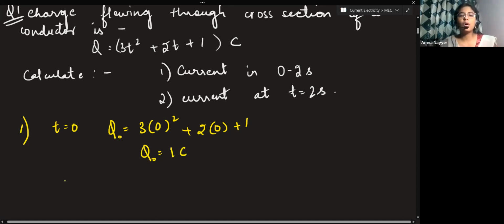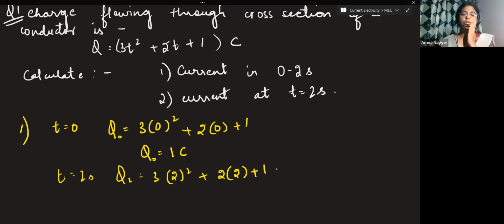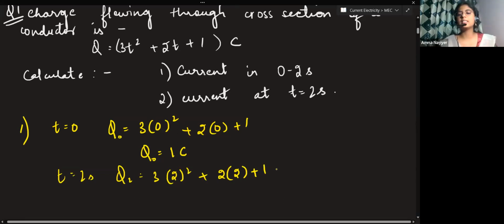Then charge for 2 seconds. This becomes 3 times 2 square plus 2 multiplied by 2 plus 1. What I have done? Instead of t, I have written 2. So 2 square is 4. 4 multiplied by 3 is 12. 12 plus 4 is 16, plus 1, 17. So Q2 is 17 coulombs.